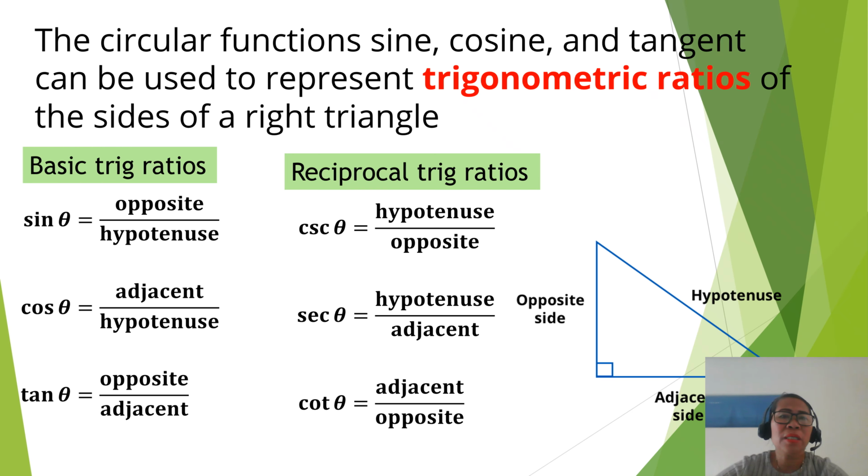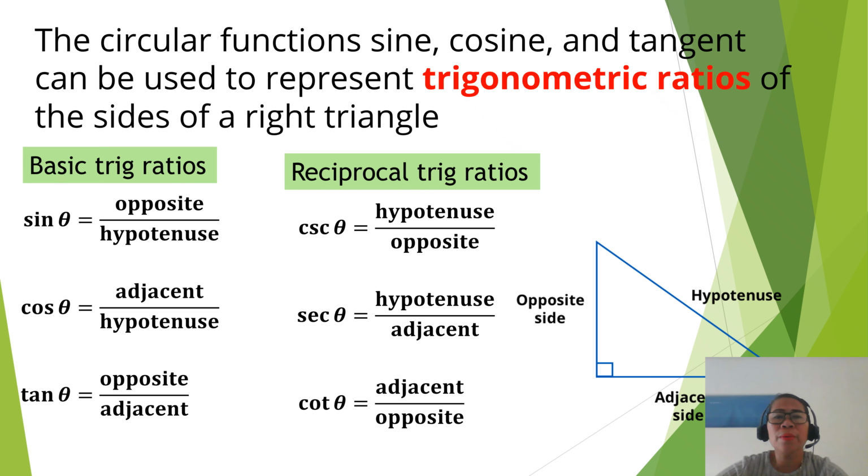Our topic for this video is all about the circular functions. The circular functions are sine, cosine, and tangent. And we have the so-called basic trigonometric ratios and the reciprocal ratios. When we say basic, we have sine theta, cosine theta, and tangent theta.